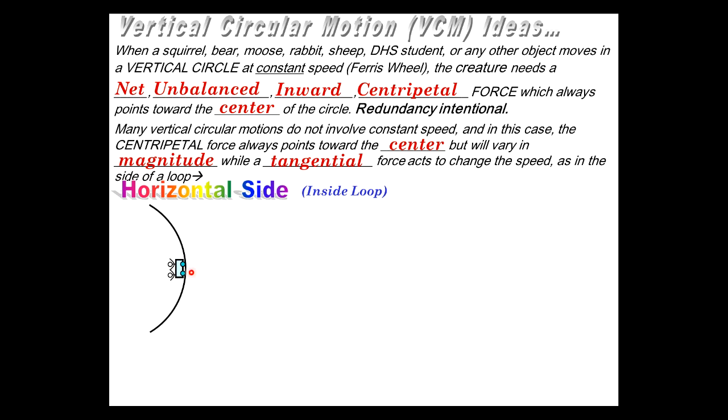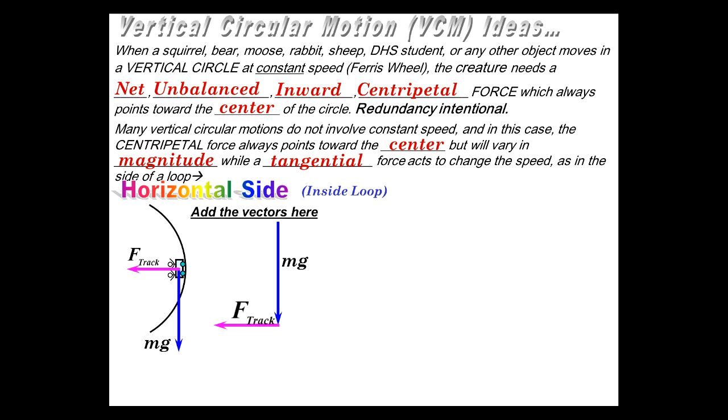Sorry. So right here we're at the horizontal side, and gravity is acting on it, mg pointing straight down. And then we have a track force, which is inward. In other words, the track is shoving inward on the train. That is what's providing the inward force. So let's go ahead and add the vectors and see what we get. We get weight plus track force. When we add those together, we get the total force acting on the object.